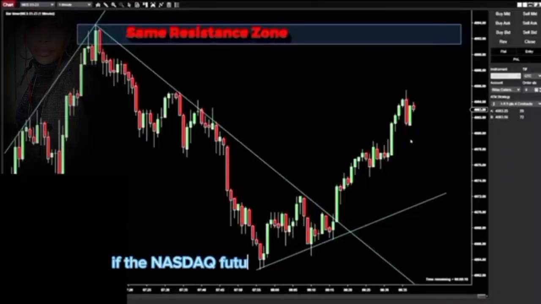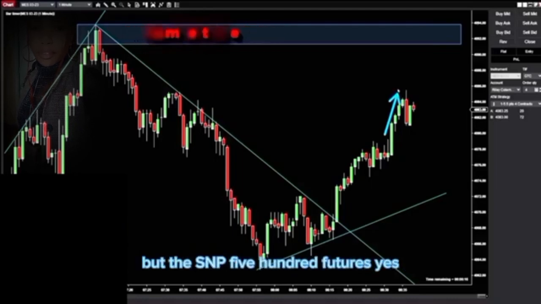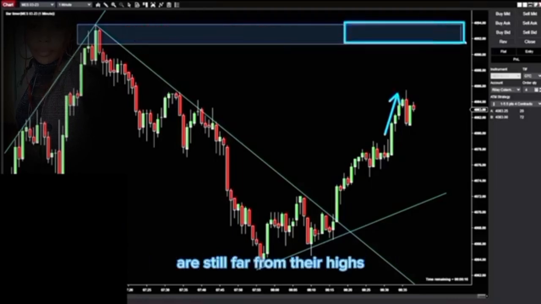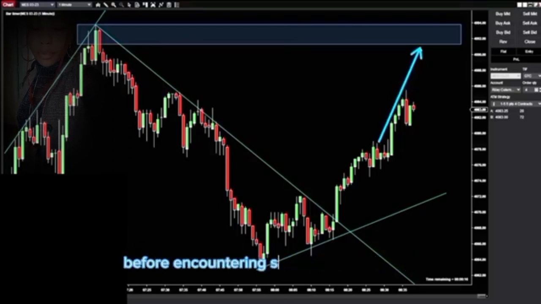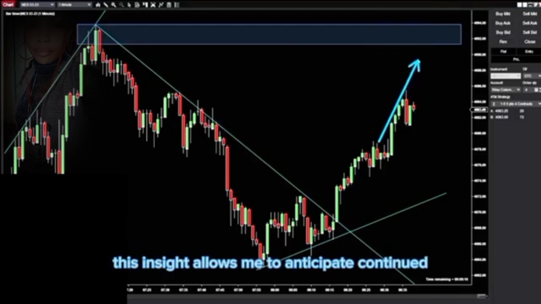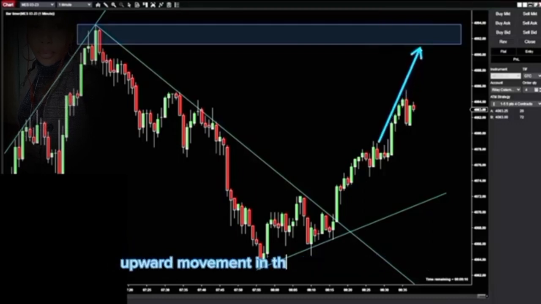A critical aspect of my strategy is analyzing the broader market context. For instance, if the Nasdaq futures are approaching highs but the S&P 500 futures, ES, are still far from their highs, it's likely that the Nasdaq will break its highs before encountering significant resistance. This insight allows me to anticipate continued upward movement in the Nasdaq futures.